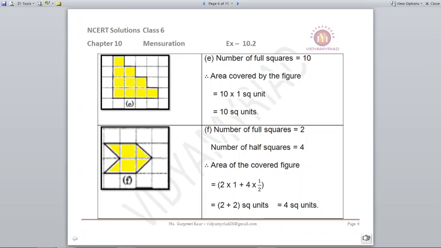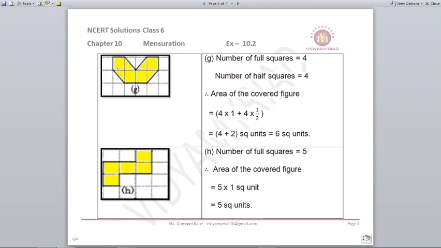F part, according to the figure, there are only 2 full squares, and if you see there are diagonal lines in between each square, that means there are 4 half squares. So for finding out its area, it will be 2 multiplied by 1 plus 4 multiplied by half, because that is half only. So 2 plus 2 comes out to be 4 square units.